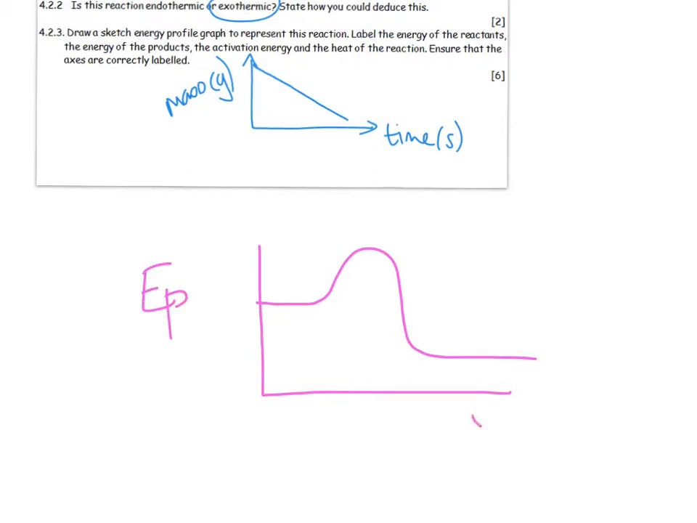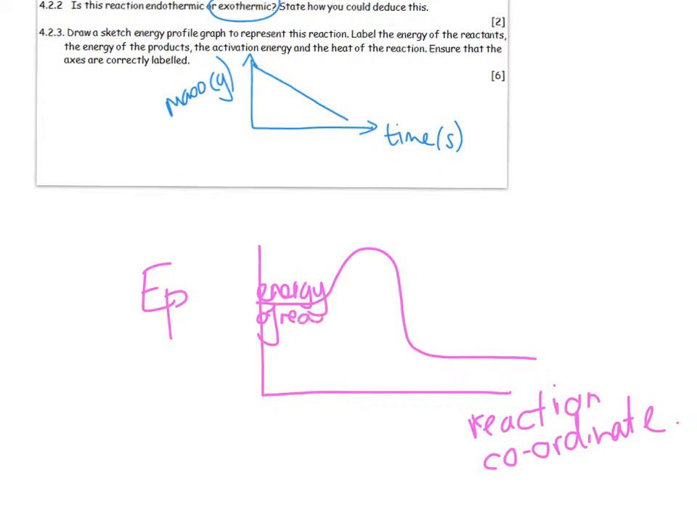This is not time. I didn't mark you down, but it's actually reaction coordinate. Or you can sometimes say course of the reaction. This is the energy. It says label energy of products. Some of you just wrote products. I accepted that energy was on the axis, but this is energy of reactants, not products anyway. But you were asked to label energy of reactants and energy of products.